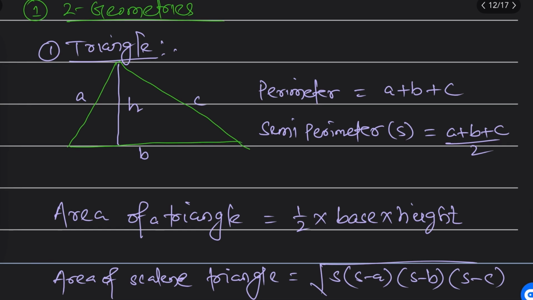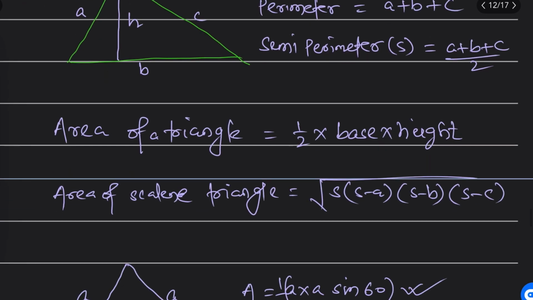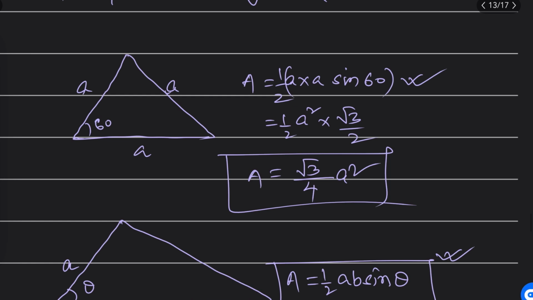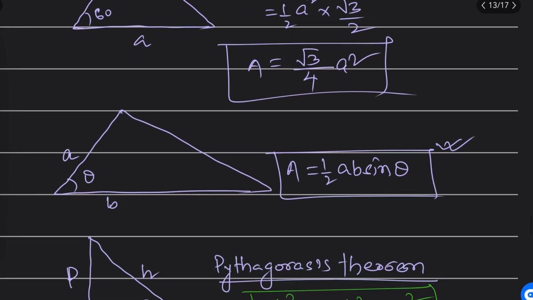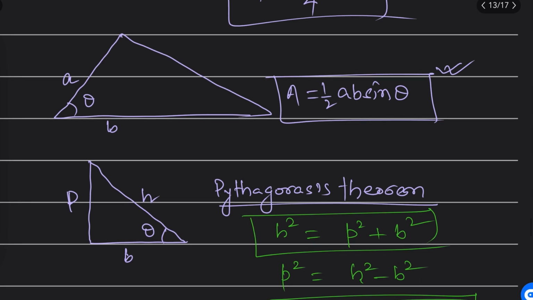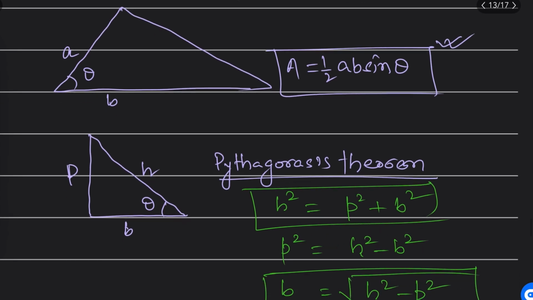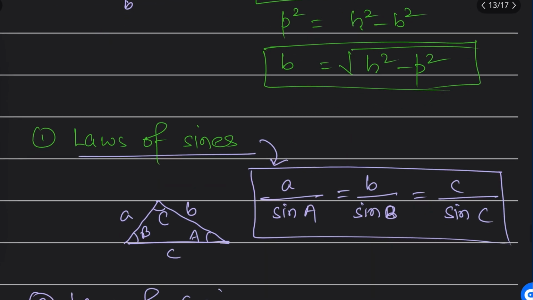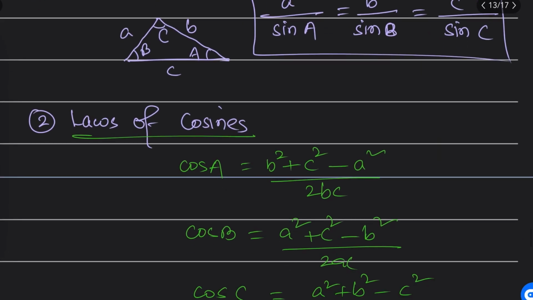Here in properties of triangle we discussed perimeter, semi-perimeter, area of triangle, different areas if this triangle is scalene, what will be the area of the triangle. Then we discussed area of equilateral triangle, and the general formula of area of a triangle, that is half AB sine theta, where theta is the angle between the adjacent sides. And then we discussed Pythagoras theorem, the laws of sines, and then laws of cosines.